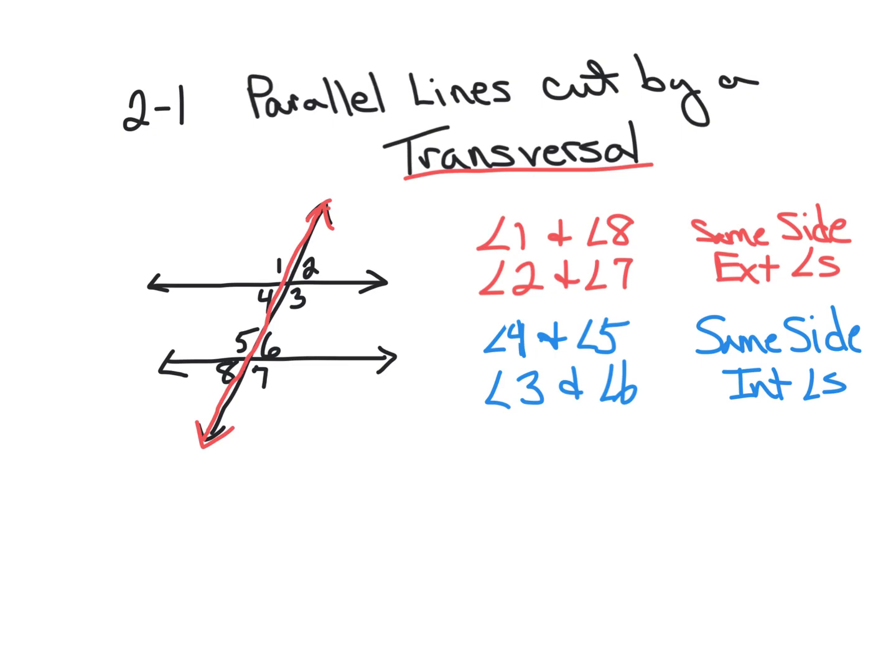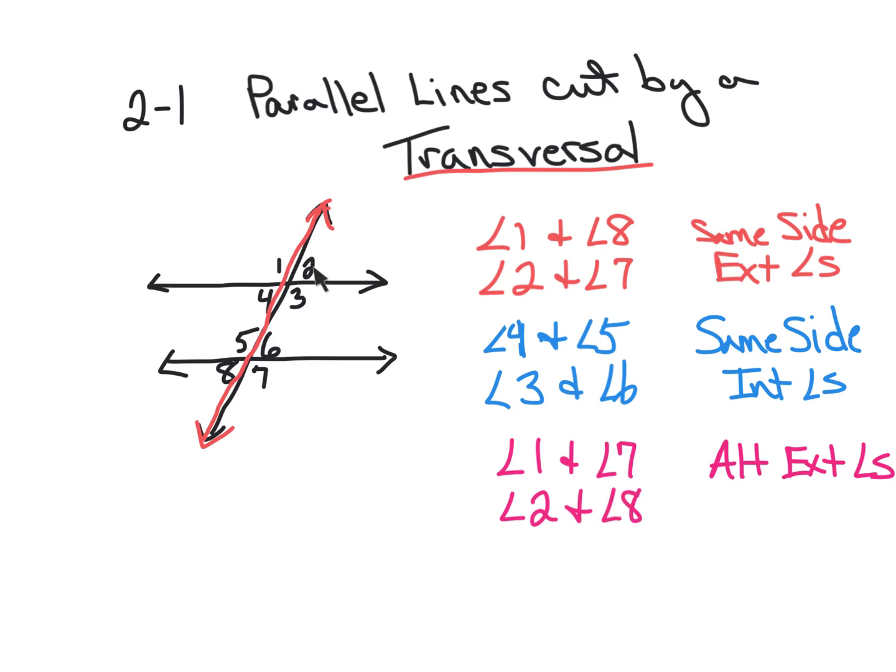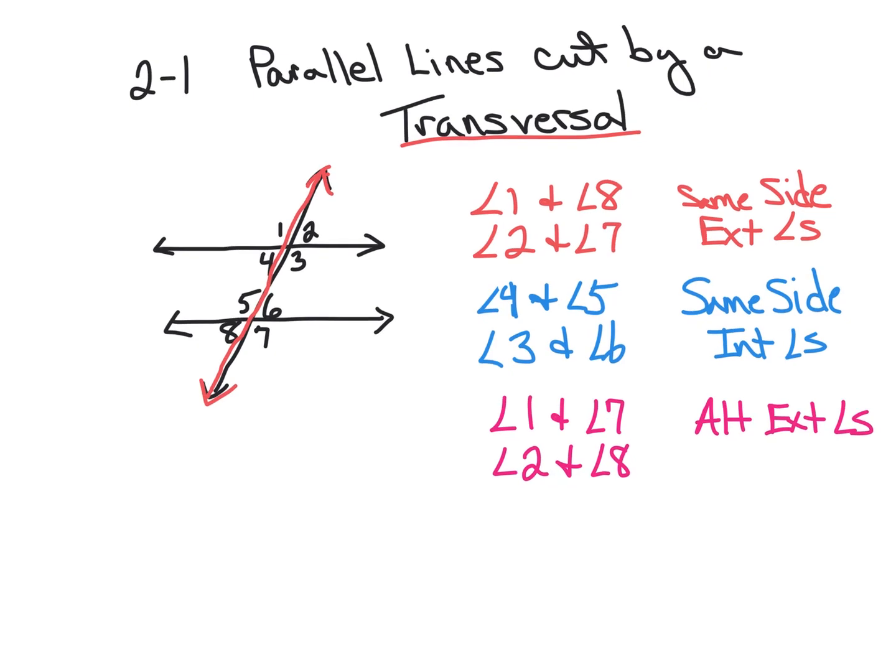Then we have angle 1 and angle 7. They are alternate exterior angles. The other pair would be angle 2 and angle 8. So exterior angles, alternate sides of the transversal. And then we have angle 4 and angle 6 and angle 3 and angle 5. These are alternate interior angles.